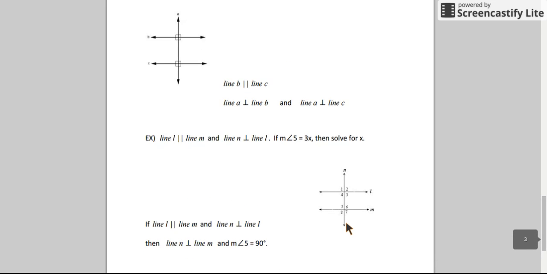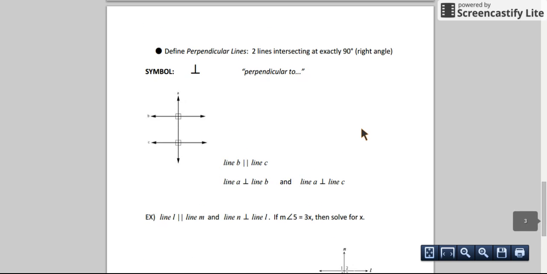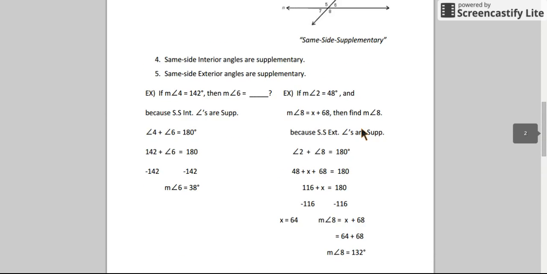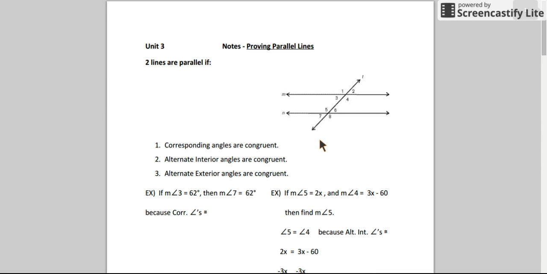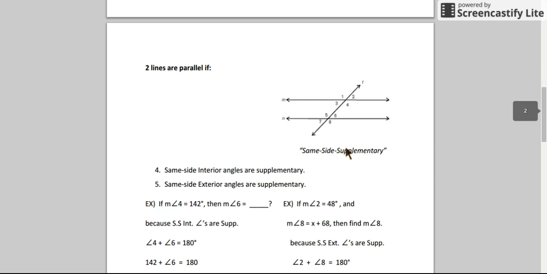So perpendicular lines intersect at 90 degrees. And if two lines are perpendicular and we draw a second line that is parallel, it must also be perpendicular. And that creates a bunch of 90-degree angles, which can help us solve for an algebraic expression if we need to. So there's all your angle relationships to help you prove that lines are parallel. Corresponding angles, alternate interior and alternate exterior angles are congruent. And same side angles, same side interior and same side exterior are supplementary.